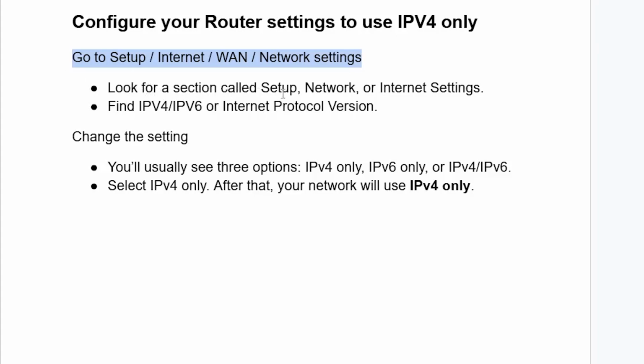Look for a section called setup, network or internet settings. Find the IPv4 or IPv6 or internet protocol version setting and change it. You usually see three options including IPv4 only, IPv6 only, or IPv4 or IPv6. Select IPv4 only. After that, your network will use only IPv4.